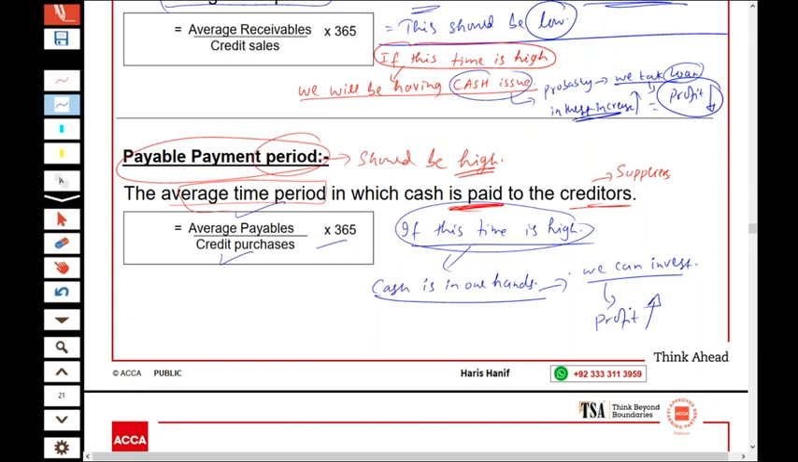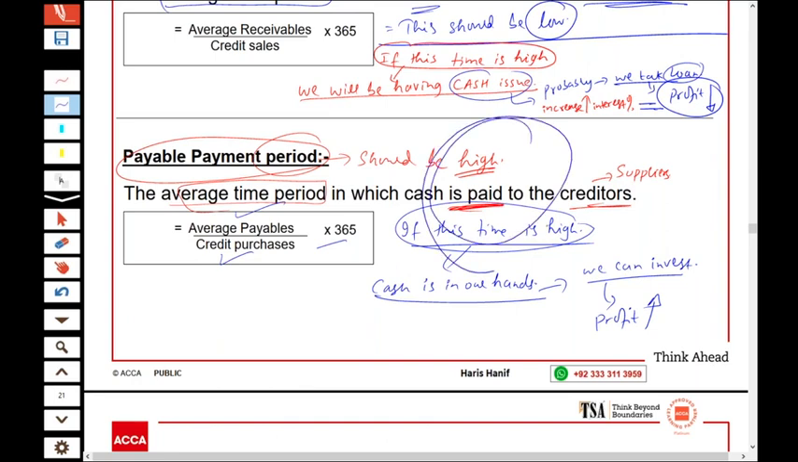And if the receivable period would be increased, that means there would be a cash flow issue, and probably we take a loan. And if you will be taking the loan, that means your interest would increase, which will reduce your profitability. Okay, and the result would be the lowering in the profit. So payable payment period should be high.